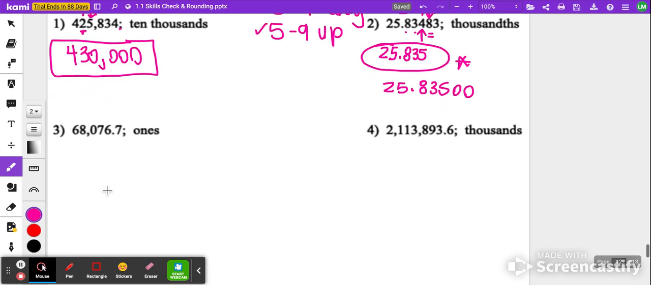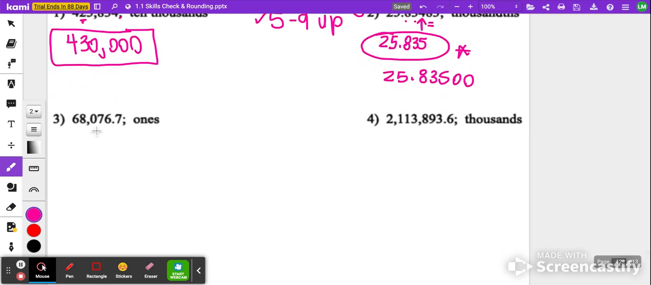Next up, we have question 3. We're going to round to the ones place. The ones place is that first number to the left of the decimal, so here's our 6. Okay. Now, notice we always want to look to the right. Who's our neighbor at the right? It's a 7. So this 6 actually gets to round up.